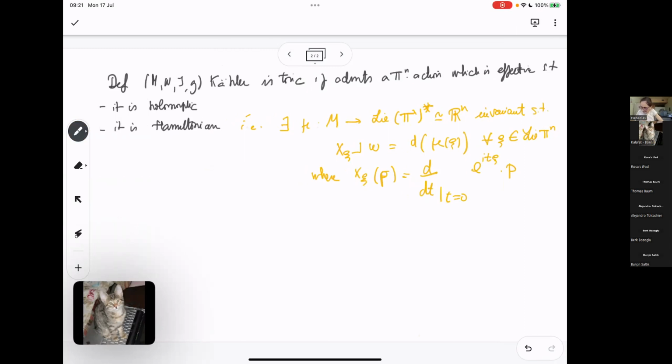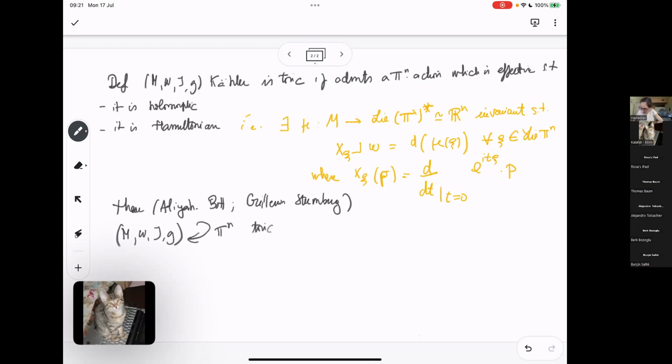So I guess that the first result I want to mention here is a theorem due to both Atiyah and Bott and to Guillemin and Sternberg working independently. And the theorem is the following. So suppose you have a toric Kähler manifold with a moment map mu, then the image of the moment map is a convex polytope of Rn.